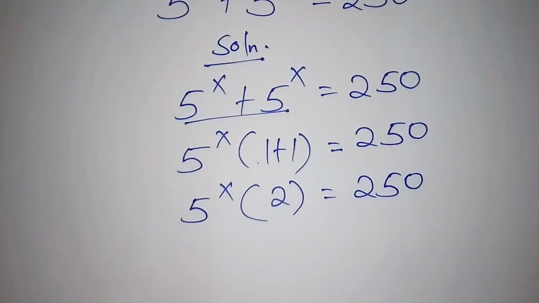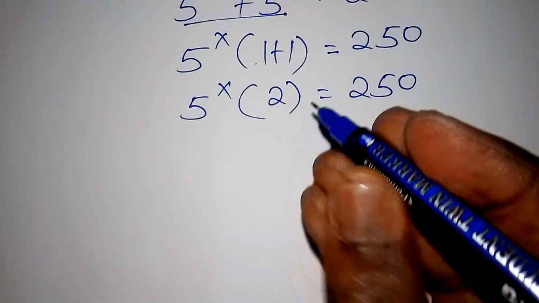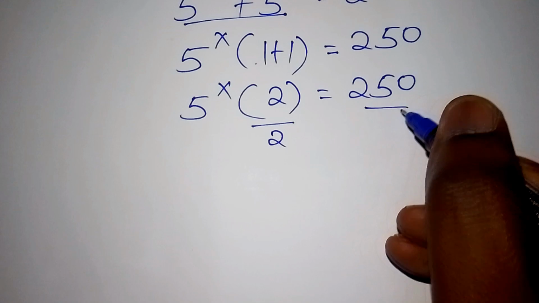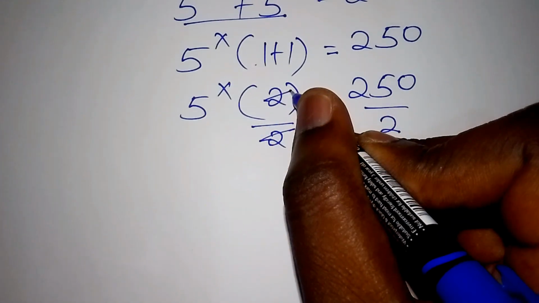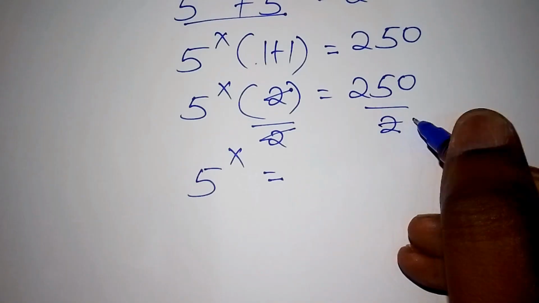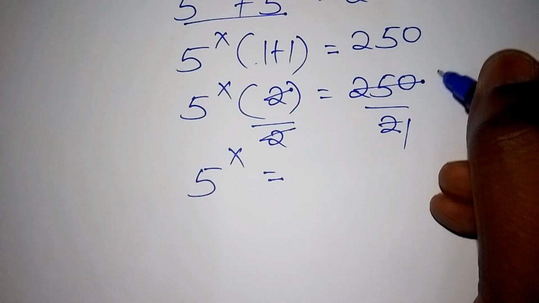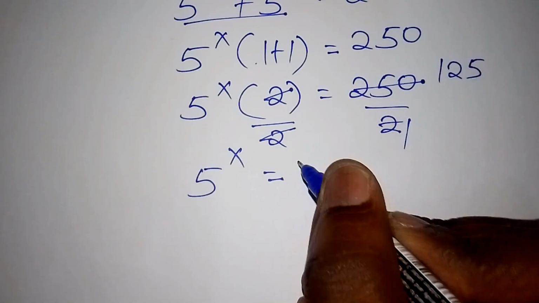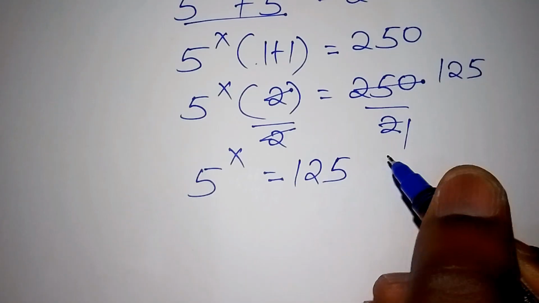250. Next we shall divide both sides by 2. Here by 2, this side also by 2. So 2 by 2 shall cancel. Now we shall have 5 to the power of x equals 250 divided by 2, which is 125.